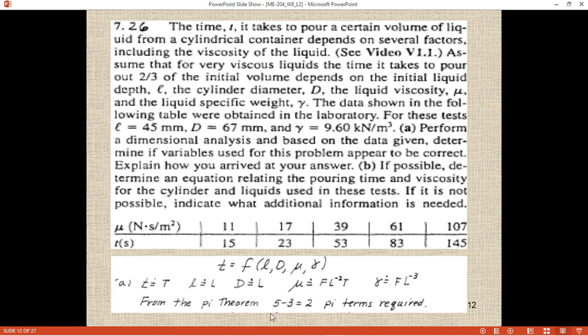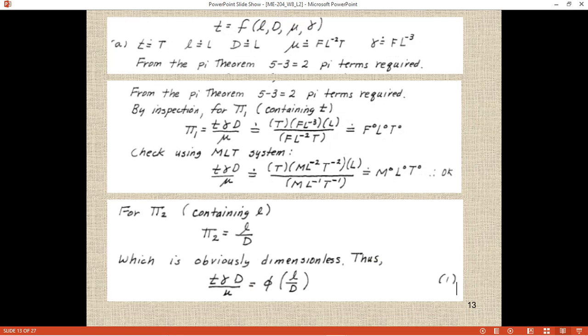The total number of variables is 5 and the total number of reference dimensions is 3, so 5 minus 3 equals 2. So we have 2 pi terms, and we require 2 pi terms to explain the phenomenon. We know the procedure: we took the method of repeating variables, we consider the repeating variables, and based on that we solve the problem.